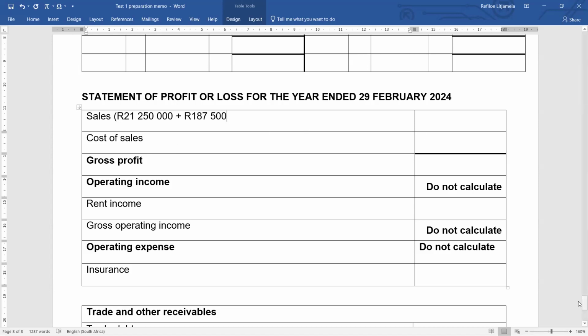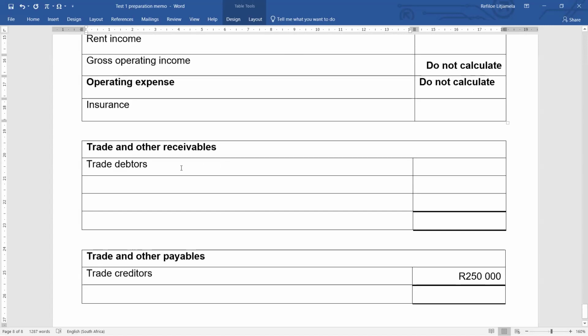And then where else am I going to go? Trade and other receivables. What was the balance in my debtors control? 700,000. What am I going to do with that 700,000? I'm going to add 187,500. Finally, I'm done with that 187,500.